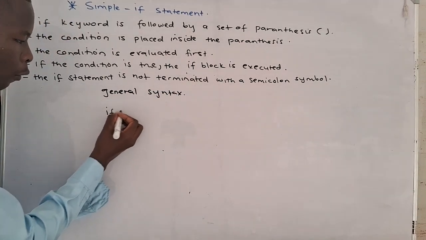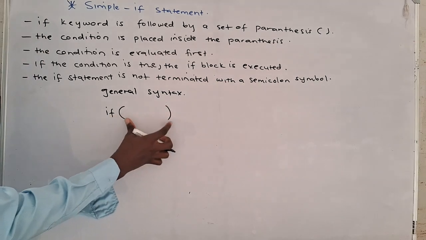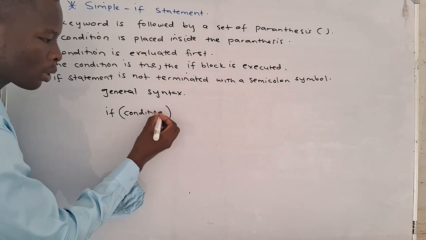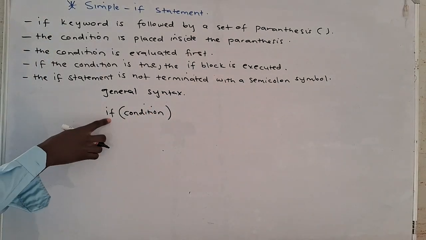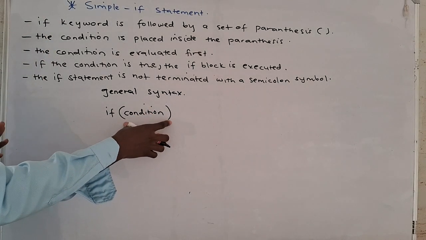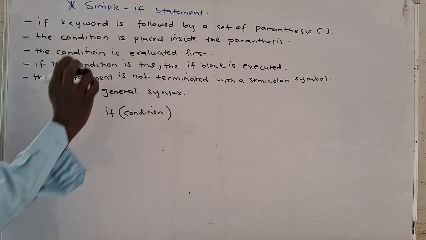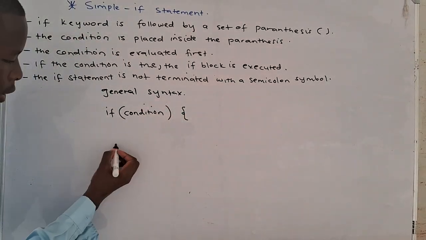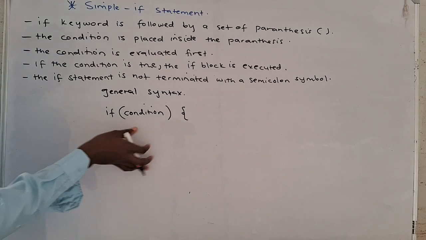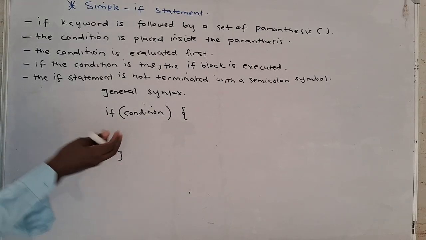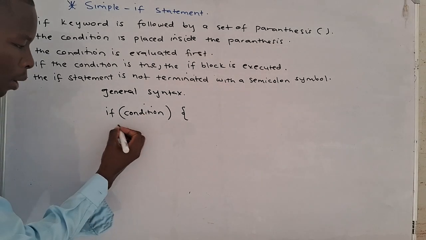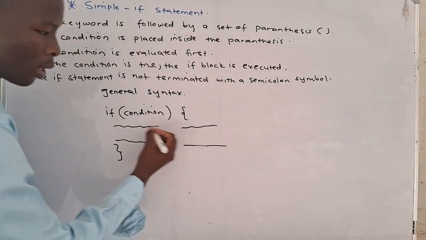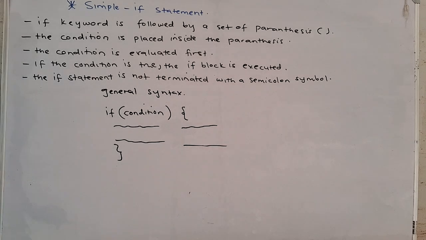You write the if followed by the set of parentheses. And inside the parentheses you are supposed to write the condition. Then you open the curly brace, then you close. Inside this is what we call the if block. Inside the if block, maybe a few statements are there. This is the first statement. This is the second statement in the if block.